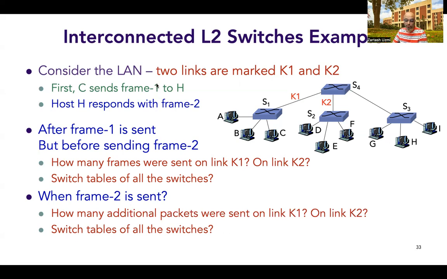Obviously, when H has responded back to C, then the location of H is also now visible to some switches. Well, the location of H is visible to S3 and S4 and S1, but it did not become visible to S2. Why? Because the packet was not forwarded by S4 on link K2. So there was no opportunity for the switch S2 to learn about the location of H.